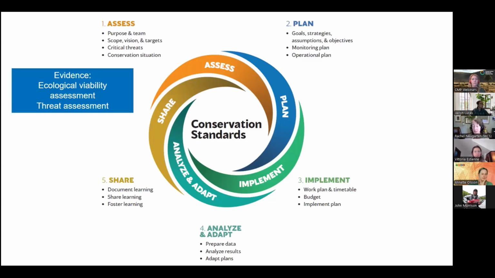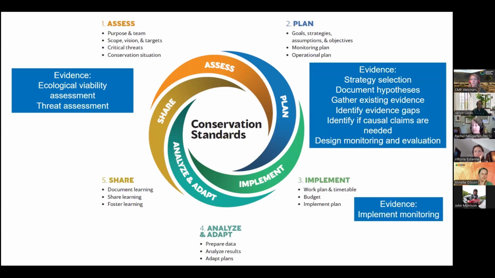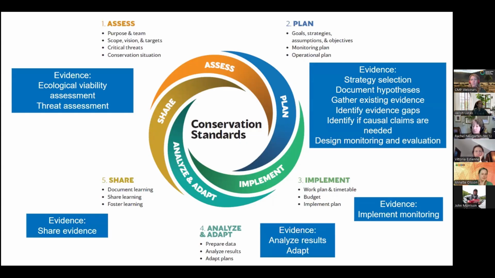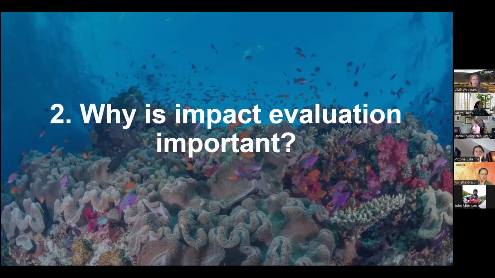So evidence comes into play in many places in the conservation standards, right? When you're thinking about your ecological viability assessment, your threat assessment, your strategy selection, when you're doing monitoring, when you're analyzing those results and you're sharing. Impact evaluation is, again, a very specific question that comes in at this stage, which is where you really identify whether you need to demonstrate causality, whether you have sort of a higher burden of proof where you need to show not only is the gower population increasing or stable or decreasing, but what has the impact of your conservation action actually been?